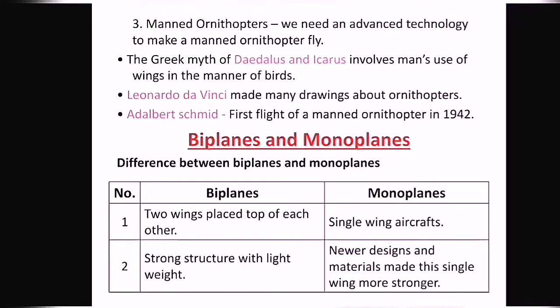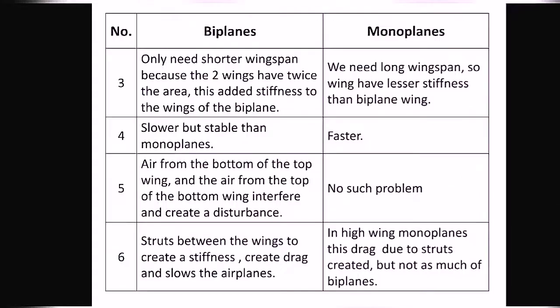But in the monoplanes, it has a single wing, so it needs some heavyweight strongest material. But nowadays we are able to get the strongest material with light weight. So we can make the single wing with more strength and light weight. And then another advantage of two wings in the biplane is it only needs a shorter wingspan. By this shorter wingspan, it can add more stiffness to the wings. But in monoplane, stiffness is low because of its longer wingspan.